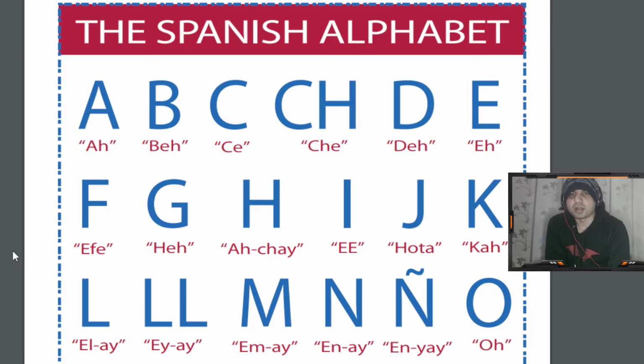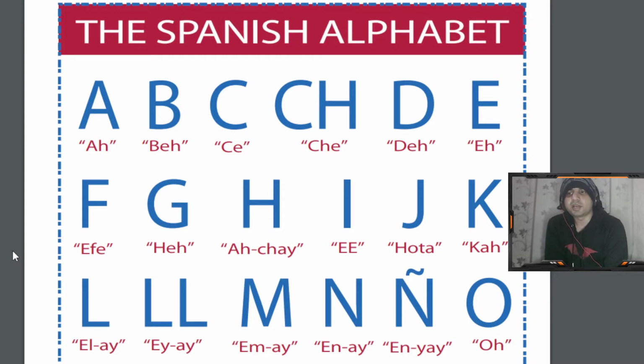L is going to be L. Double L is going to be called doble L, and that's going to be ella. So whenever you have a double L showing up in Spanish, it's going to be a Y sound. So doble L, ella. M, that's M.